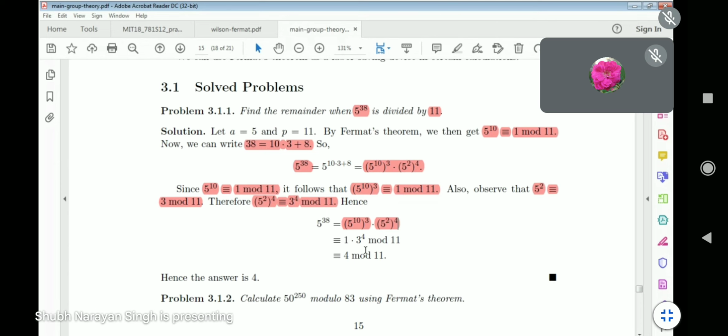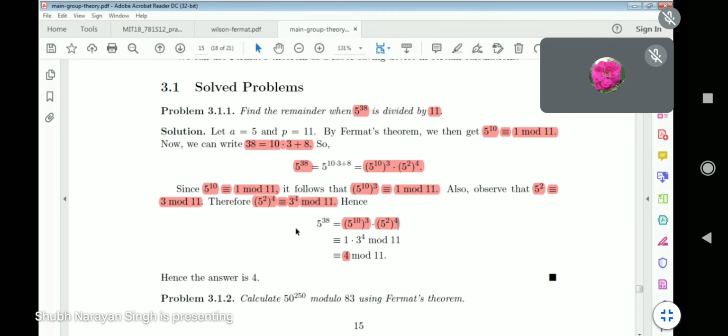So 81 modulo 11 is the same as 4 modulo 11, because 81 minus 4 is congruent to 0 modulo 11. If you divide 81 minus 4 by 11, you get the remainder 0. So 81 modulo 11 is the same as 4 modulo 11. That's why I write here 5^38 is congruent to 4 modulo 11. That means if you divide 5^38 by 11, we get the remainder 4.